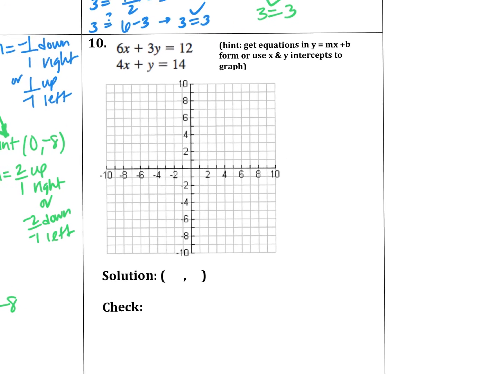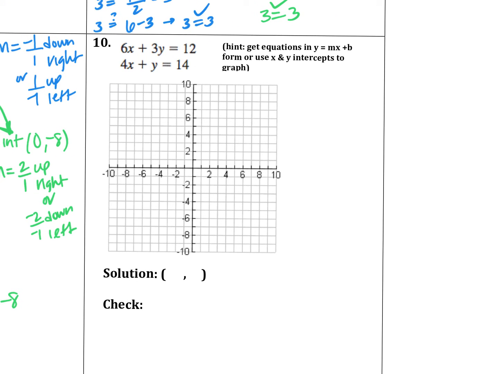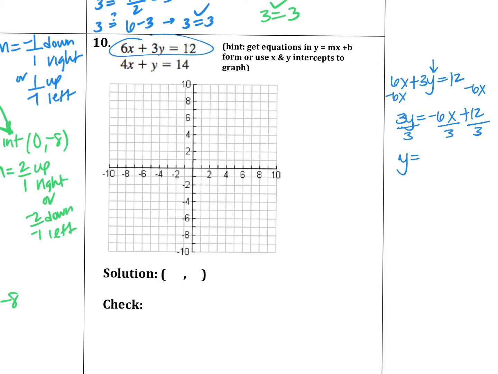Lastly, for number 6, we need to get both of these equations into slope-intercept form first. I'm going to take the blue equation to the side, and I'm going to solve for y. So I'm going to say 6x plus 3y equals 12. I need to isolate that y. First move is to subtract the 6x to the other side. I will end up with 3y equals -6x plus 12. I need to get that y by itself, so to get rid of that 3, I'm going to divide by 3 everywhere. And I will get y equals -2x plus 4.